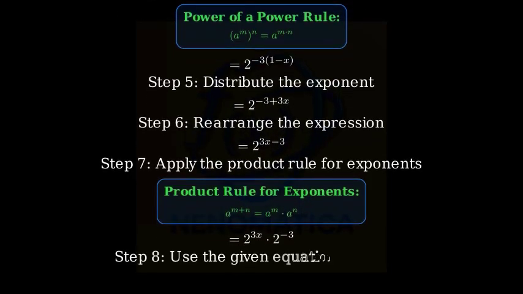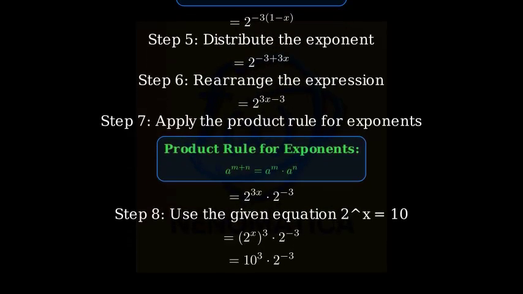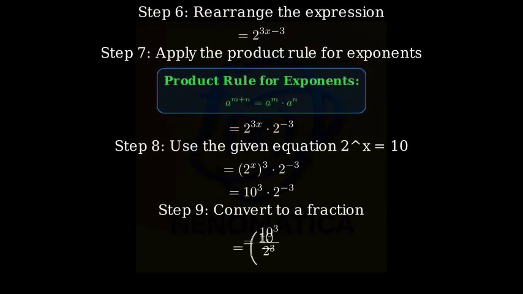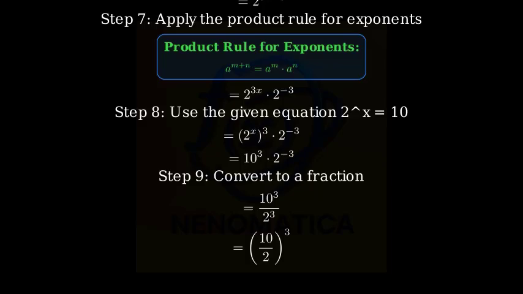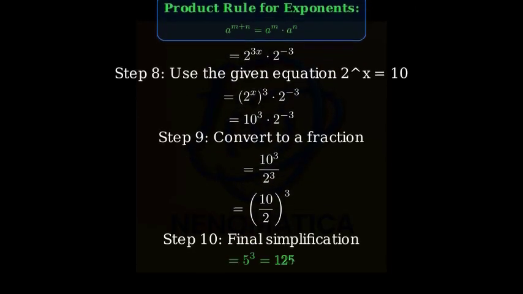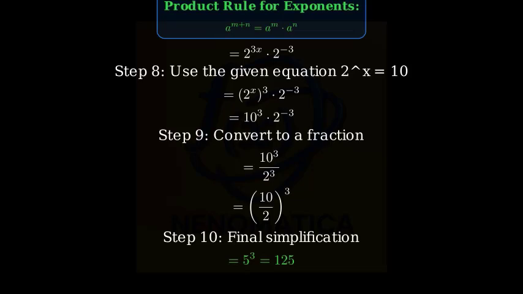Step 8. Now, since 2 to the x equals 10, 2 to the power of 3x equals 10 cubed. Step 9. Simplifying, we have 10 cubed divided by 2 cubed, which is the fraction 10 over 2, all cubed. Step 10. Therefore, our final answer is 5 cubed, or 125.